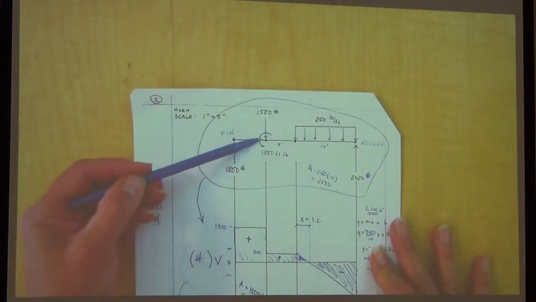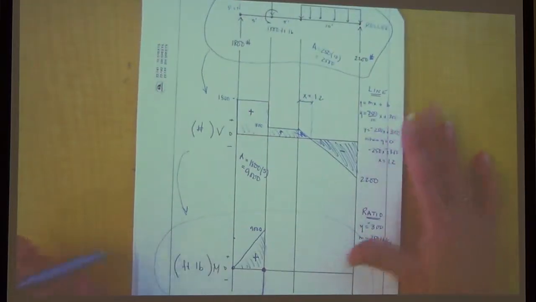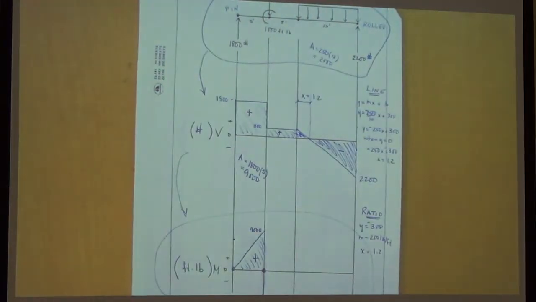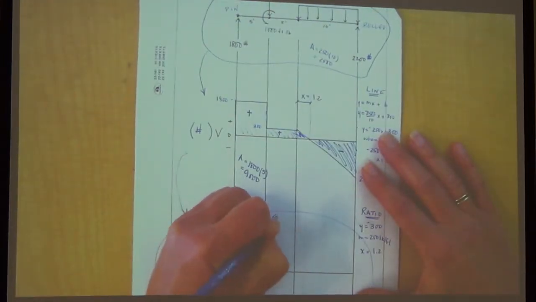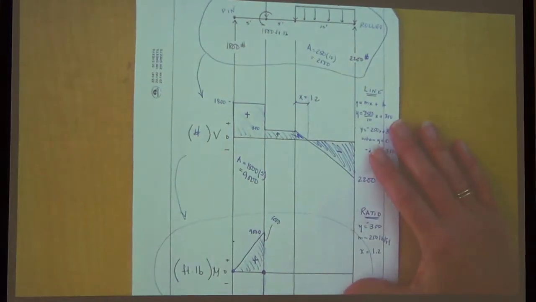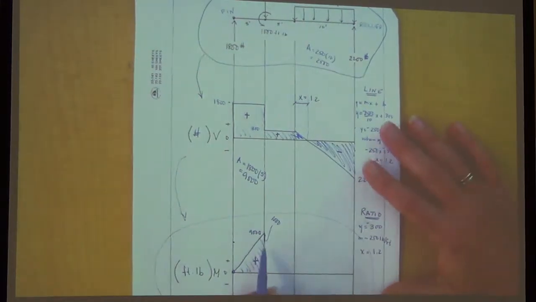Is this a positive moment or a negative? Positive. It's positive, so what do we do? Down. Son of a gun. Okay. And I'll explain later why. So we go down 1,000.